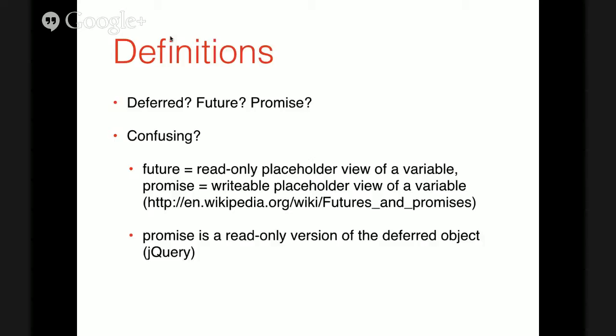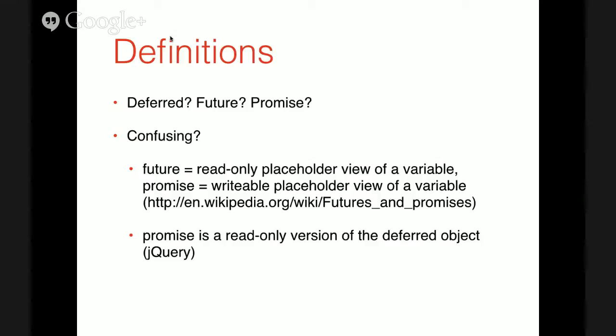For instance, on Wikipedia, futures are referred to as read-only placeholder views of a variable, while the promise is referred to as a writable placeholder view of a variable. To be fair, the distinction is made only if the two are referred to as different things, but if not, they are mostly referred to as the same thing. When you go to implementations of this, it gets a bit more confusing. For instance, in the jQuery implementation of the pattern, a promise is actually a read-only version of the deferred object.